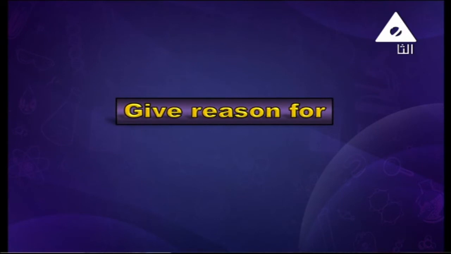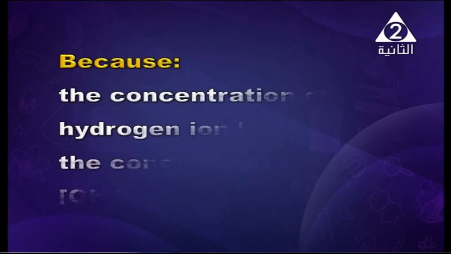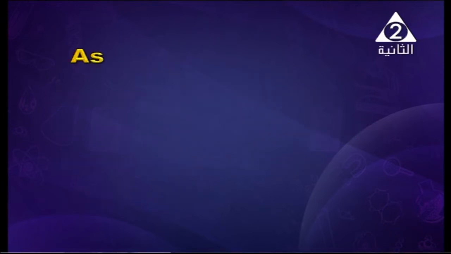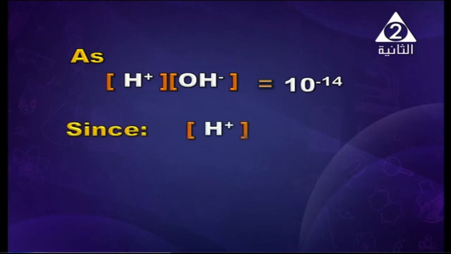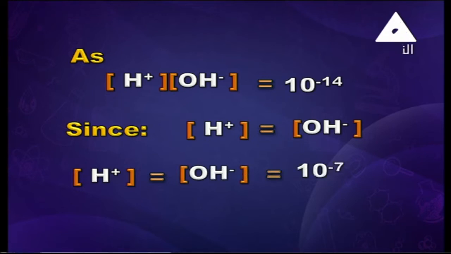So we have a good reason at this point. Water has a neutral effect on litmus because the concentration of hydrogen ion equals the concentration of hydroxide ion, which equals 10 to the power negative 7. As the concentration of hydrogen ion times the concentration of hydroxide ion equals 10 to the power negative 14, and since hydrogen ion concentration equals hydroxide ion concentration, each equals 10 to the power negative 7.